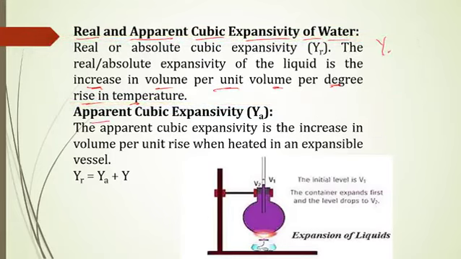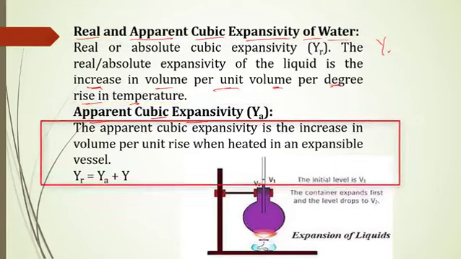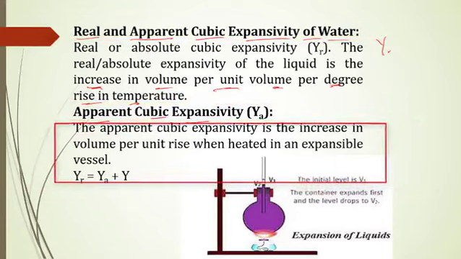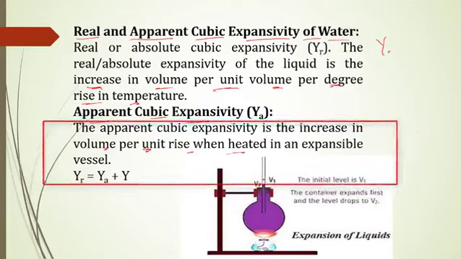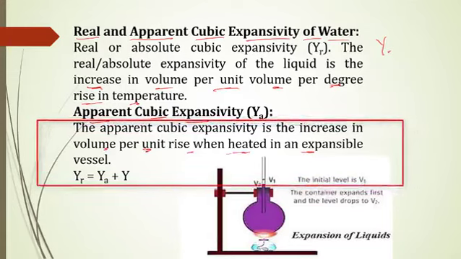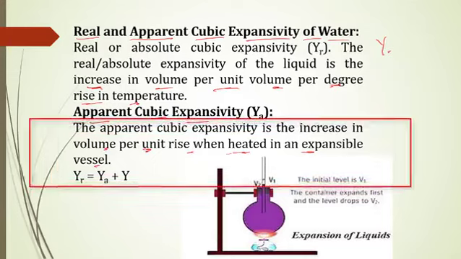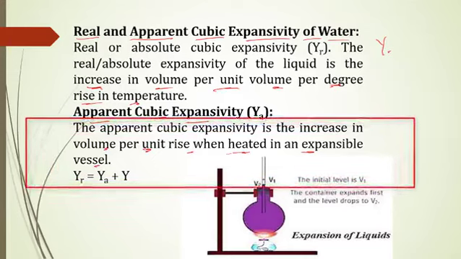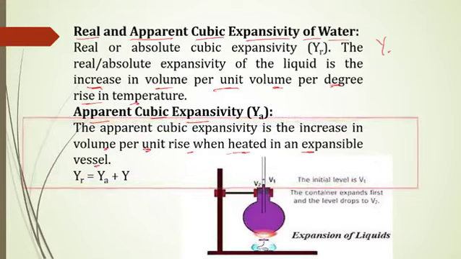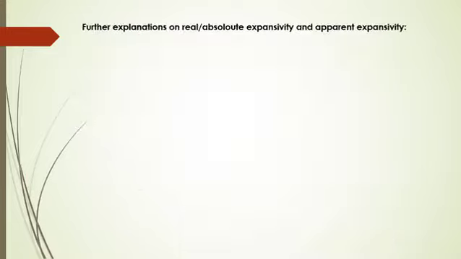On the other hand, when we're talking about apparent cubic expansivity, we are referring to the increase in volume per unit rise when that material, the liquid, is being heated in an expansible vessel. I'm going to tell you what this means on the next slide. So remember, we said this is the real expansivity and it is equal to the apparent expansivity plus the cubic expansivity. So I'm going to write it down.